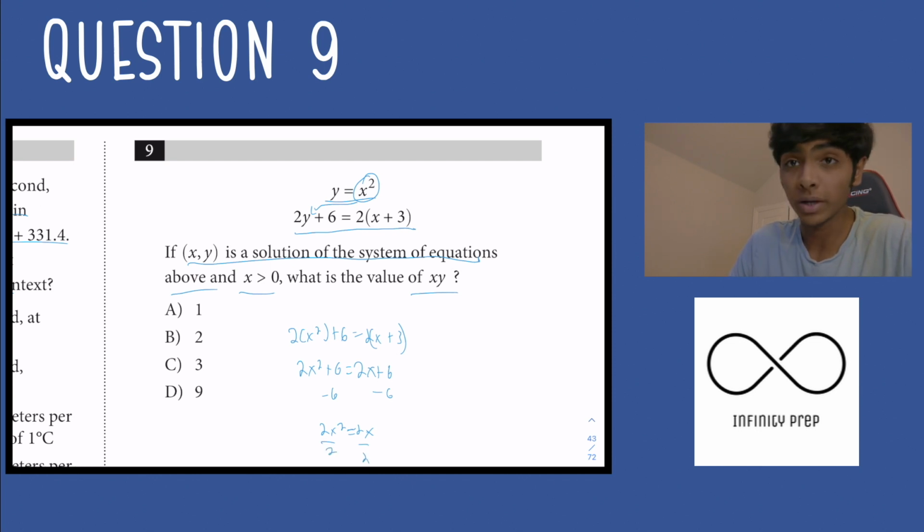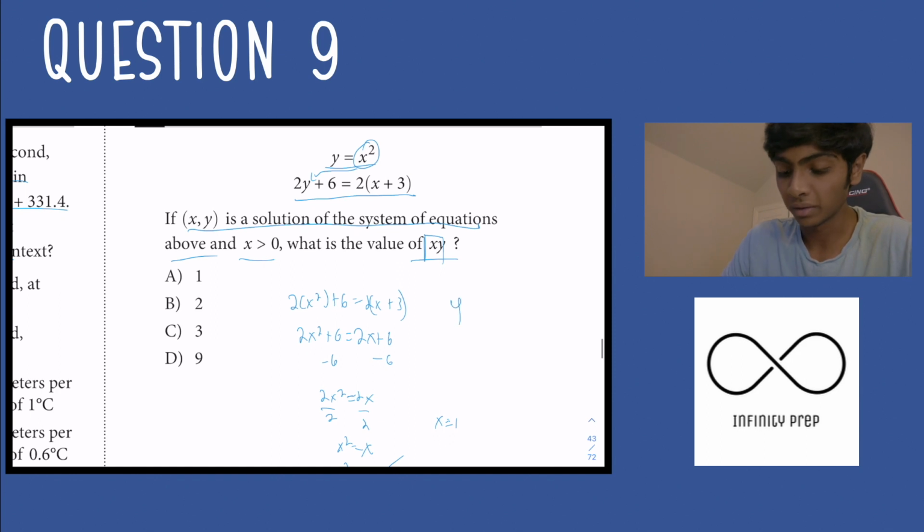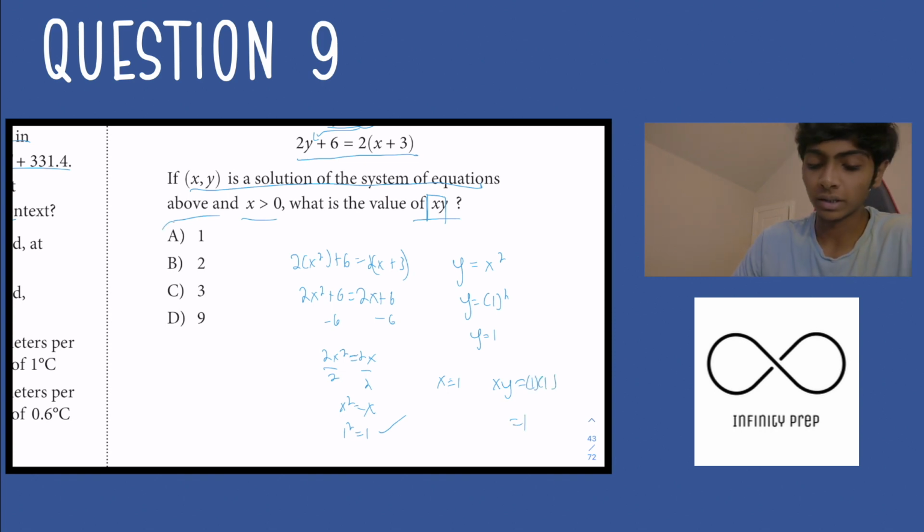Divide by 2 on both sides, and we get x squared equals x. Now here, the only number that can be squared and still equal itself is 1. So I know that x equals 1. But it's asking for xy, so let's find y. So we know y equals x squared, and if x equals 1, then y equals 1 squared. So y is also equal to 1. So the value of xy is going to be 1 times 1, which is just 1, giving us answer choice A.